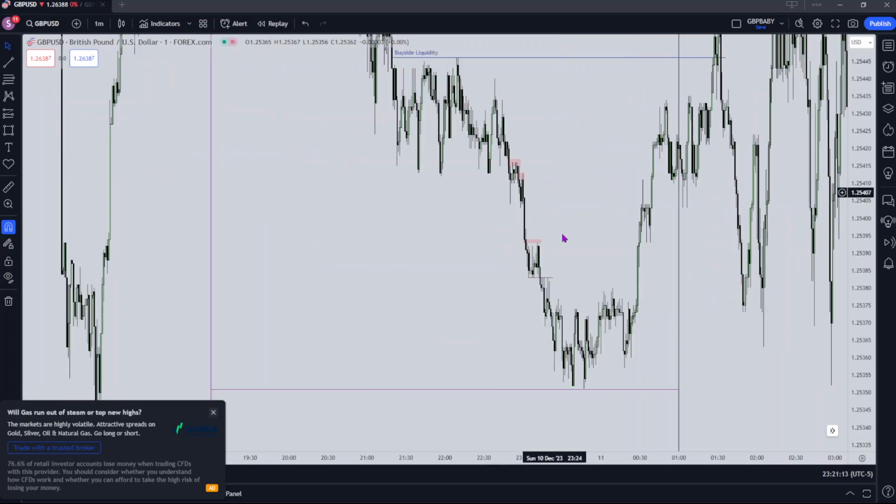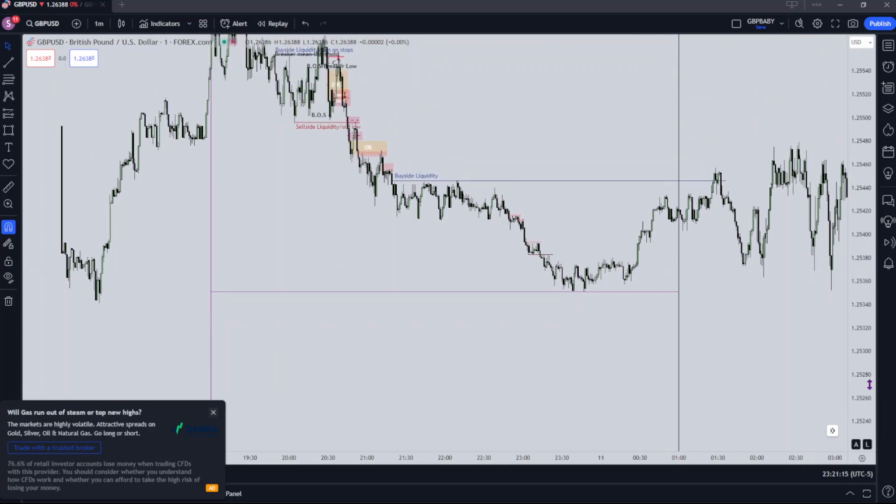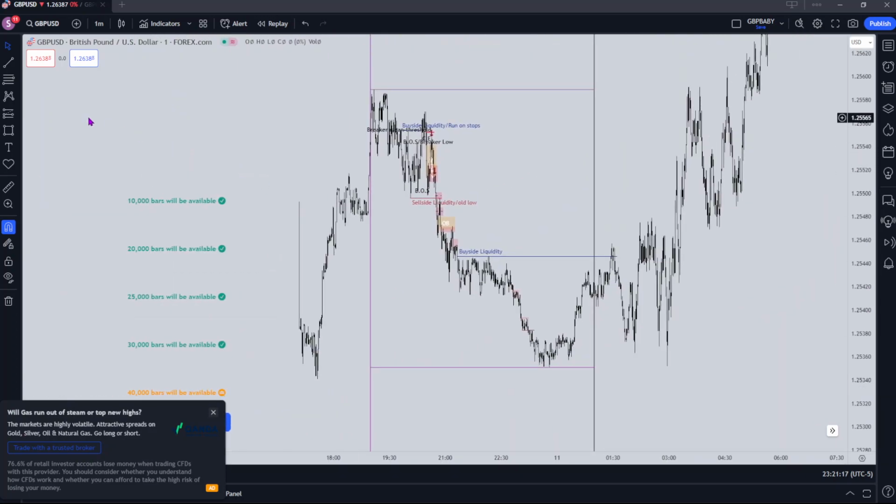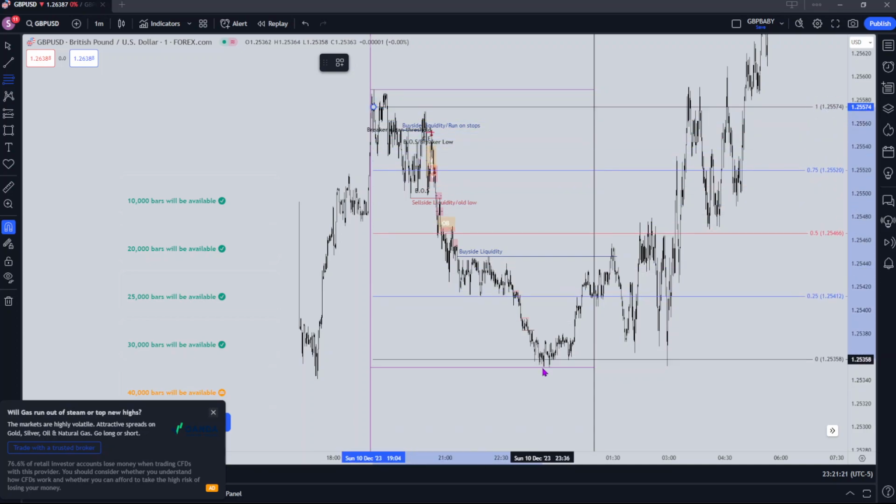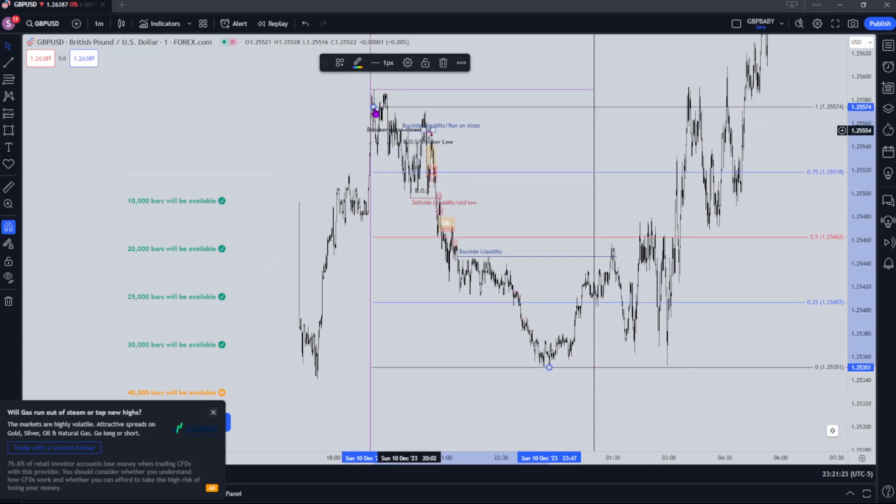Nice pullback into the middle of the range. So what I'm going to do now is mark out the midpoint of the Asia range, and then we're going to start looking at the London session.